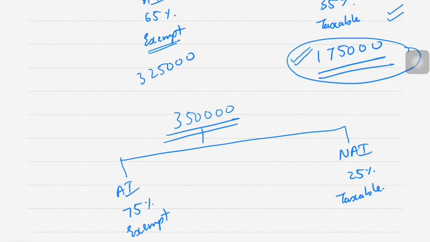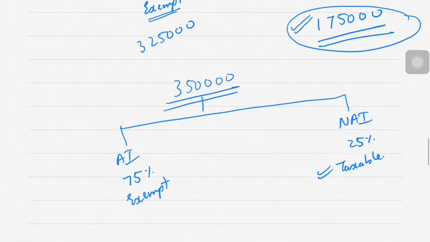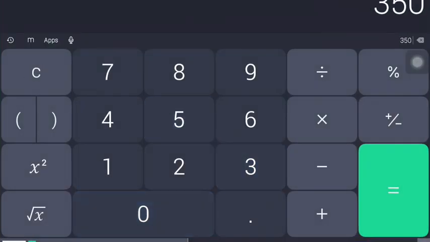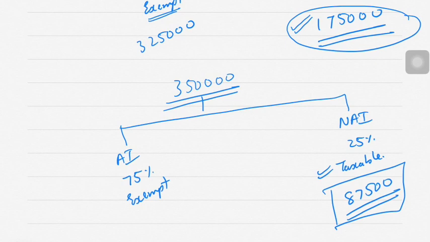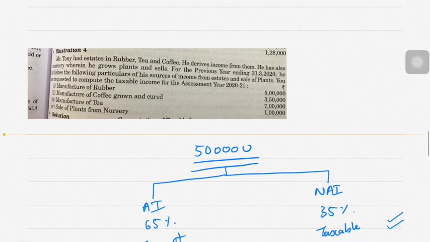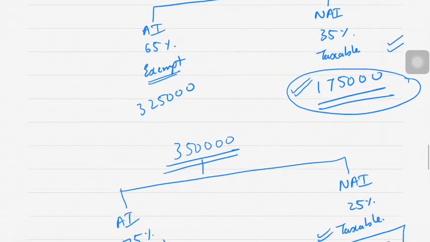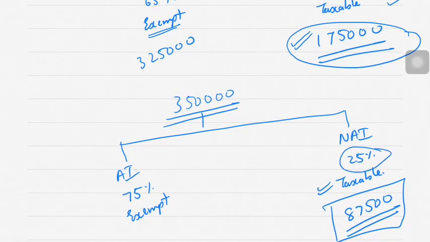So you are supposed to calculate taxable income. Taxable income is asked. So 3,50,000 into 25% comes to 87,500. So 87,500 is your taxable income, and this is what is asked. How much is exempt? They have not asked. They have asked how much is taxable income. So non-agricultural income is taxable income. When you grow coffee, you grow and cure it, grown and cured, in that case 25% is considered as business income. So 87,500 is the answer.